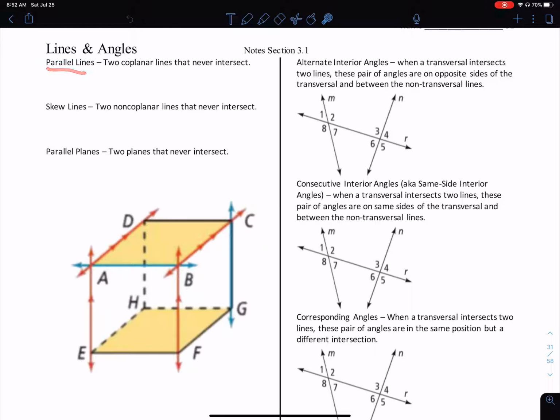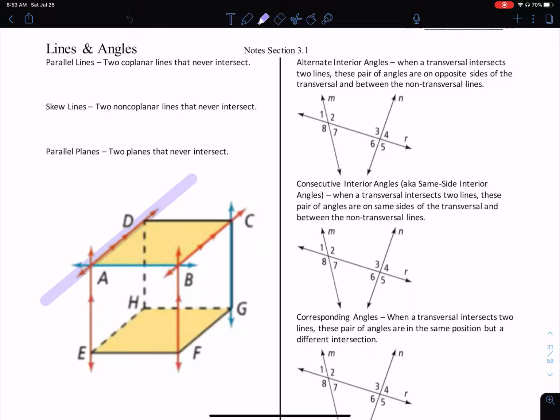Parallel lines are lines that never intersect. Skew lines are lines that never intersect. So that's the same. So what's different about these definitions? Parallel lines are two lines that are coplanar. Skew lines are two non-coplanar lines. Let's look at the difference between those in our picture down here.